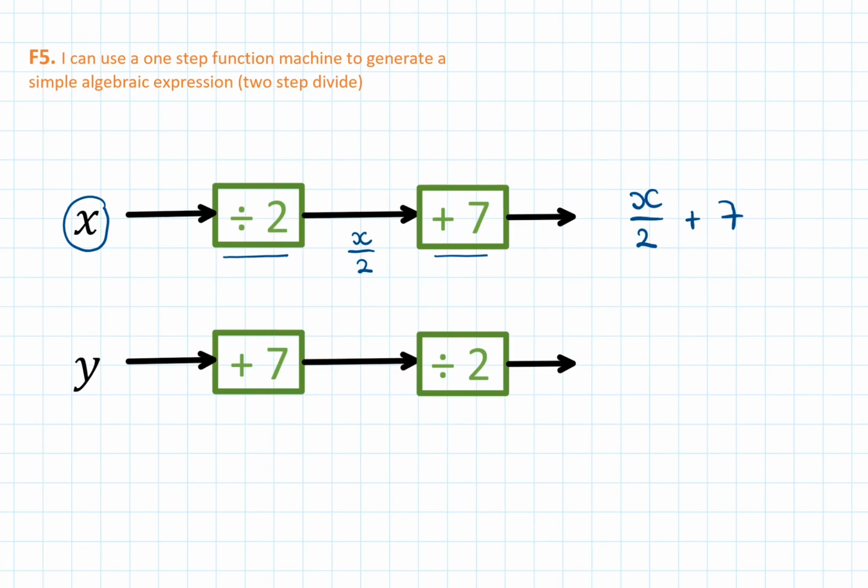Let's now compare that to the second example, where the only difference is the order of the two operations. We start with the variable y, we add 7 to that, which will be y plus 7, and then we divide the whole thing by 2. The final output is y plus 7 divided by 2. Notice the difference between the two outputs. This difference comes from the fact that here we swapped the order of the two operations.